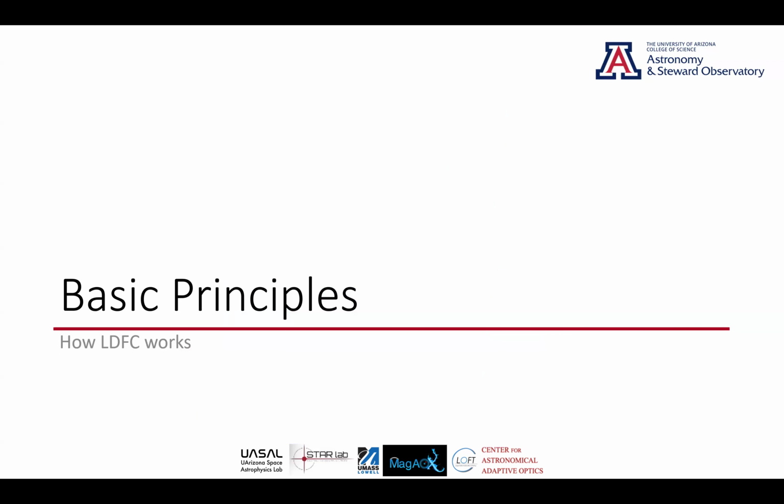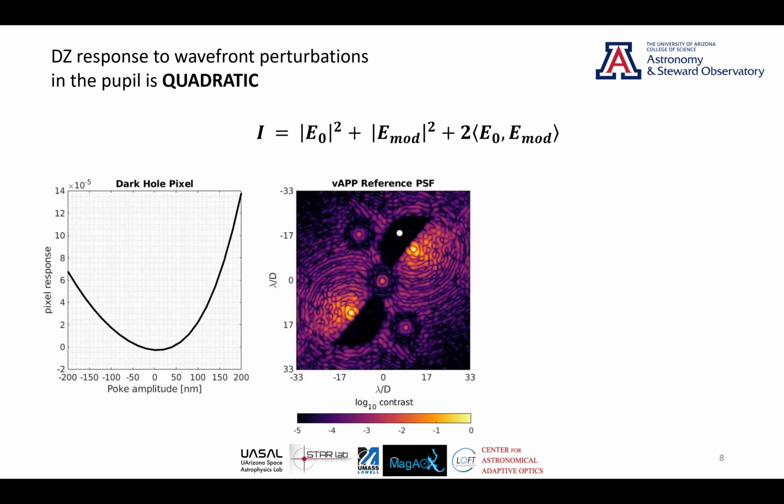So, basic principles: how LDFC works. Keon's implemented it more recently than I have, so Keon, you just correct me when I say something wrong. The idea here is that when you have an actuation or perturbation in your pupil field, and you look at the response of that perturbation in the dark hole, you end up with this quadratic response here, which anyone who's built a closed loop system knows is not something you can build a control loop around. You will get nowhere very quickly.